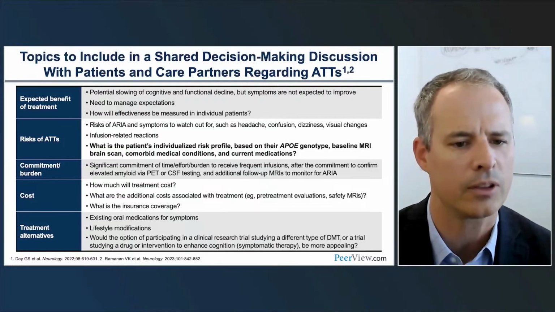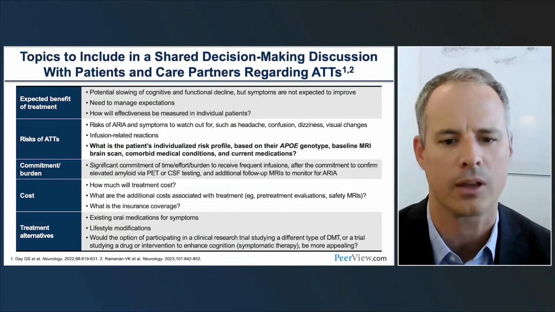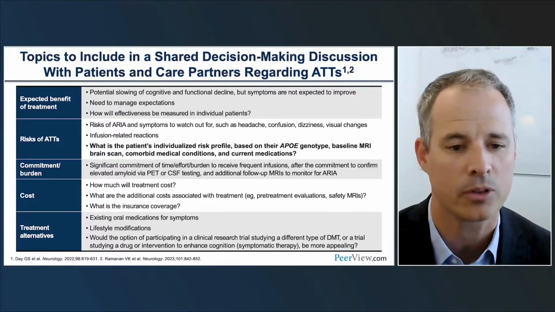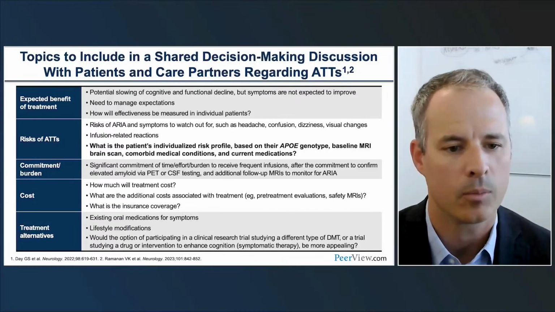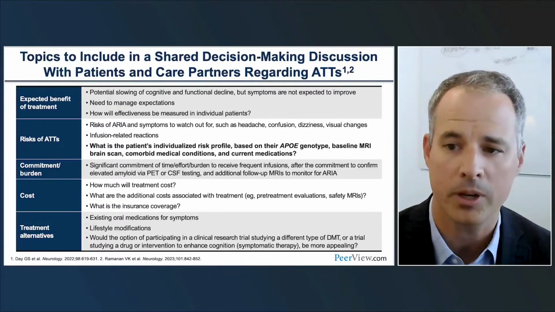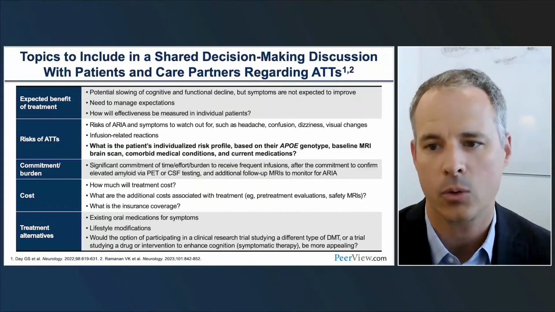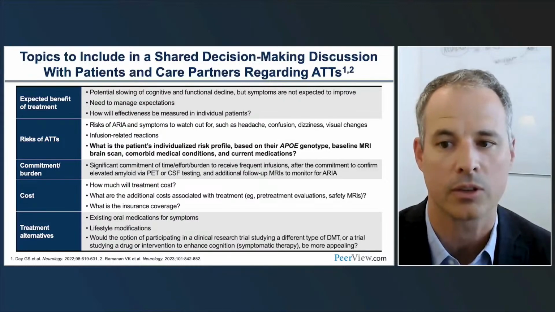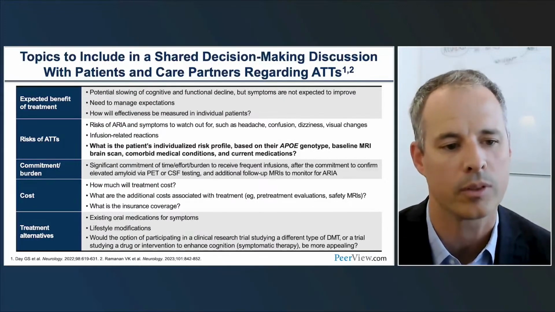And then to discuss their individual risk profile. This is based on their ApoE genotype. What does their MRI look like? How many hemorrhages and microhemorrhages do they have at baseline? What other medical comorbidities might they have? Are they anticoagulated? Things like that. So there are a lot of considerations in discussing the risk, and that's a very important part of the equation.